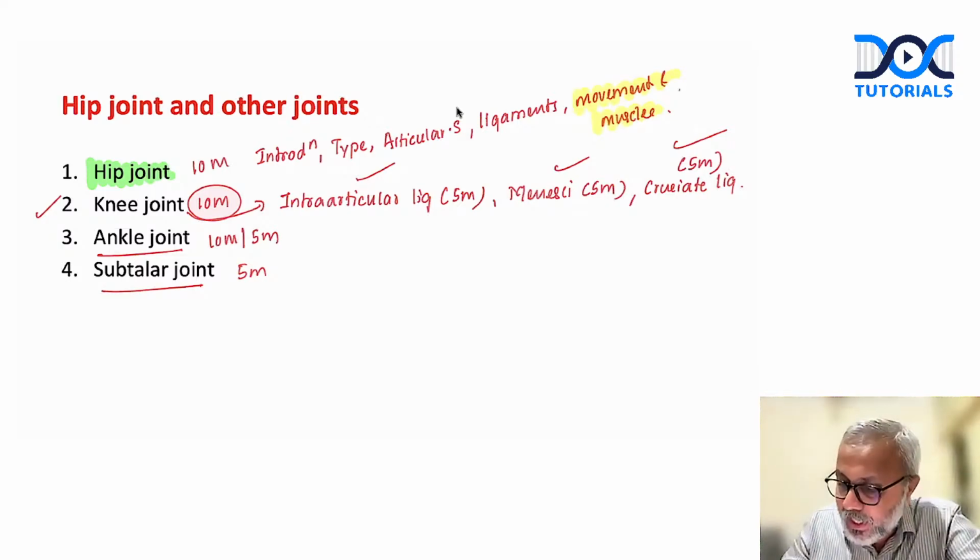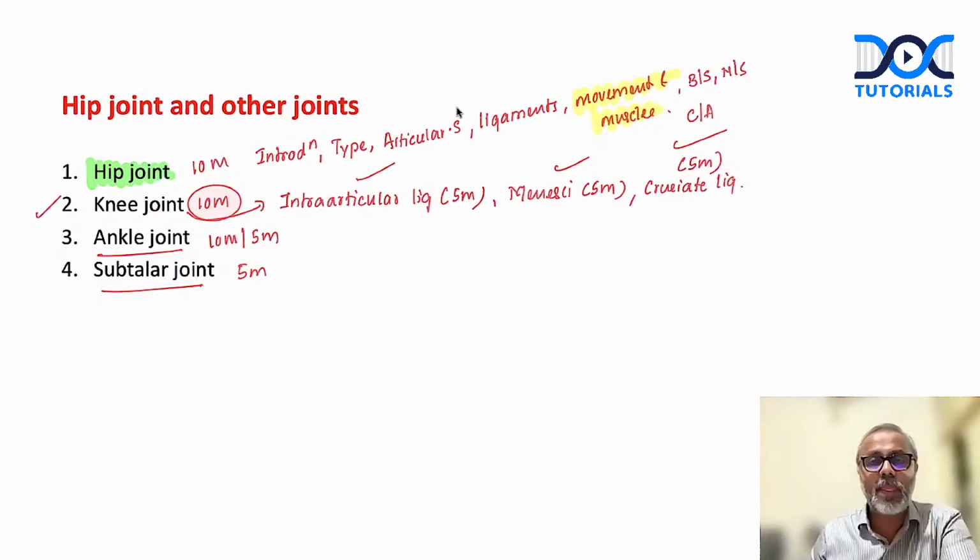And then if it is a 10 marker and headings are not given, it is safe to write blood supply, right? Then a little bit of nerve supply and end it with clinical anatomy. If the headings are given, these are the headings which will be more often given, right? Blood supply, nerve supply, very rarely asked for any joint.